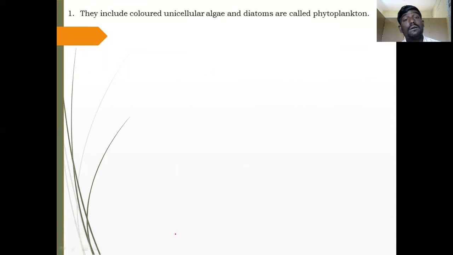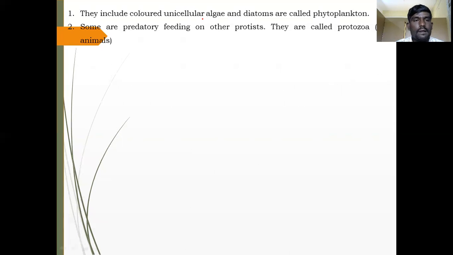They include colored unicellular algae and diatoms called phytoplanktons. The protist organisms show colored unicellular algae and diatoms, and these are called phytoplanktons. It indicates that the organism is higher in stage. They have proper color in their body. This is the indication they are well organized, well developed compared to the monerans. Understood? Next one.